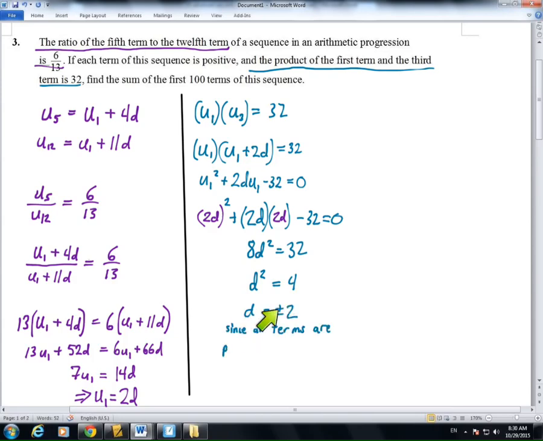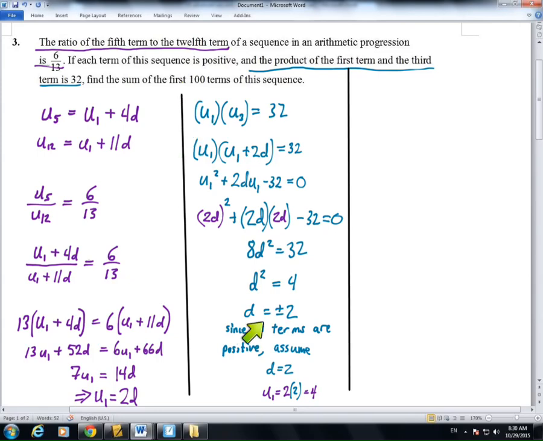Now I have plus or minus here, but since all the terms are going to be positive, if D was -2, we would eventually run into negative terms, especially by the time we got to 100. So we're going to assume positivity here, and we get U1 is twice the value of D, and that's 4. So clearly if D was -2, it wouldn't take us long to get negative terms way before we got to 100 terms in the sequence. Anyway, we have now the first term is 4, because it's twice the common difference of 2, and so that would produce a sequence. Now instead of adding those up, the first 100 terms, we can remind ourselves that there is a Gaussian little formula trick here.